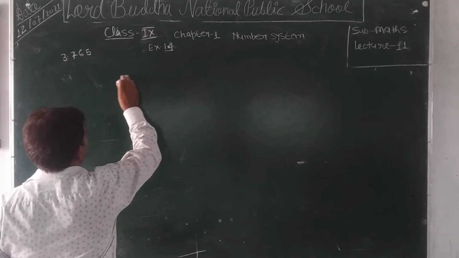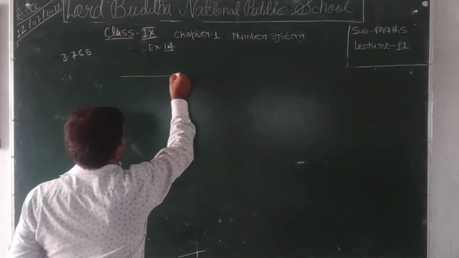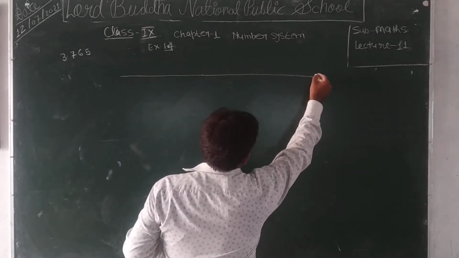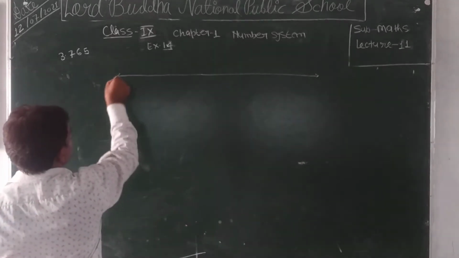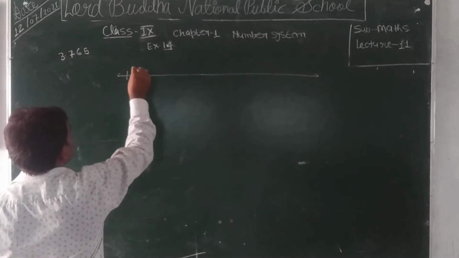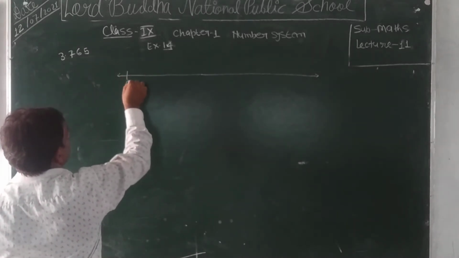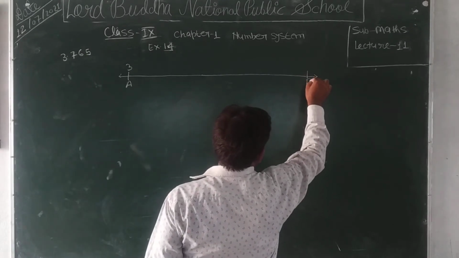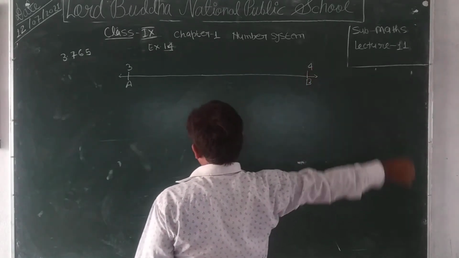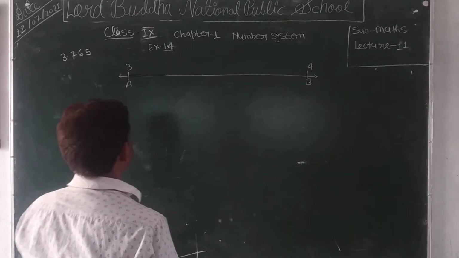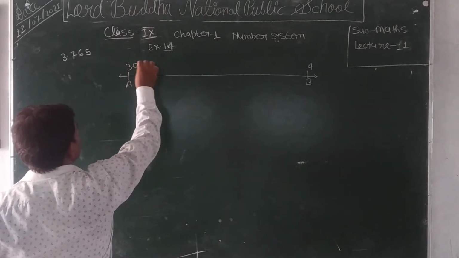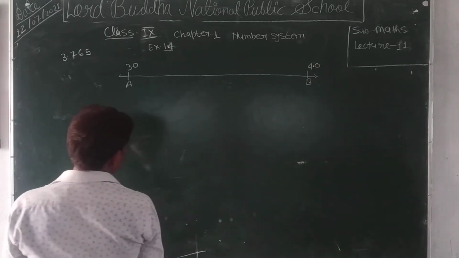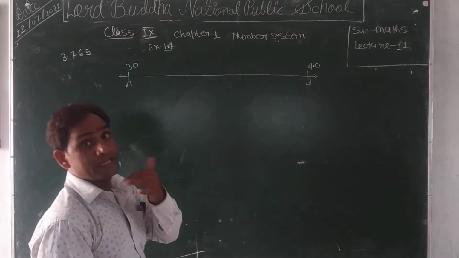First, draw a straight line. You draw the line with the help of a scale. Here, this is the number line. Here, this is point A, which represents 3, and this is point B, which represents 4. Here, we write 3.0 and we write 4.0. Now, we divide this length into 10 equal parts.